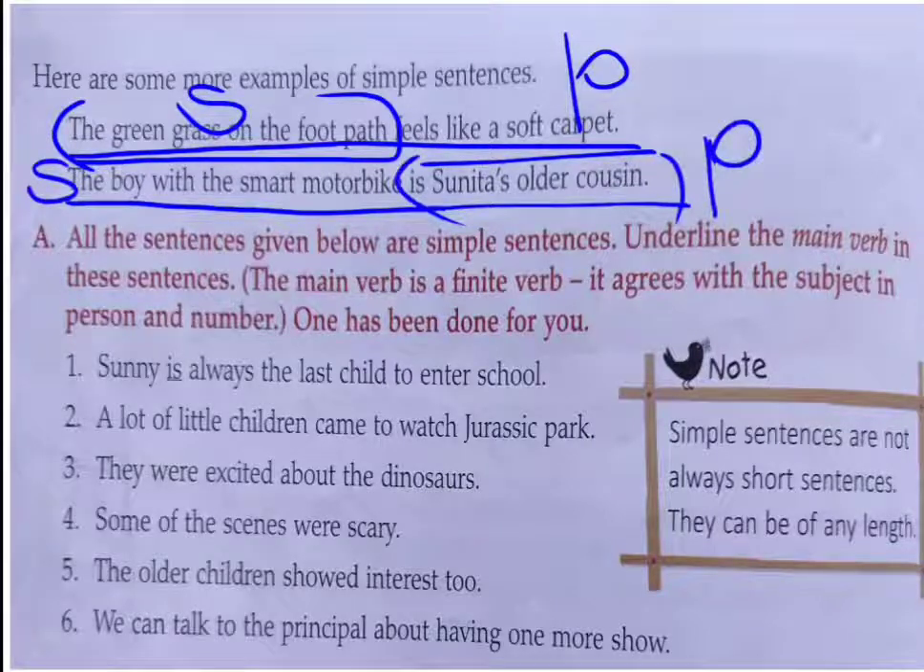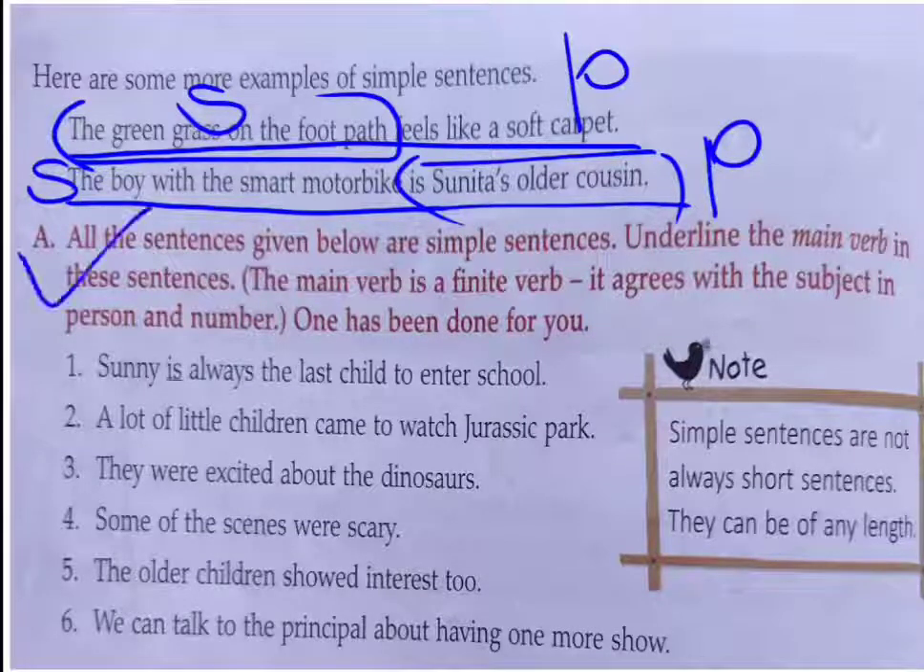So students, now look here. Here is one clause, Sunita's older cousin. Here, the green grass on the footpath feels like a soft carpet. So where a subject and predicate come, where one clause comes, it's known as a simple sentence. I hope, students, that the simple sentence is easy for you to understand, because we have already learned the clauses chapter, number 13, and chapter 14, elements of a sentence. So it's very easy for you to understand the simple sentence.